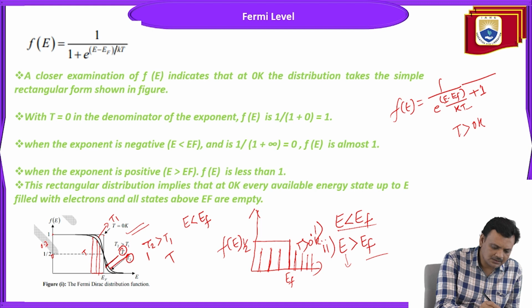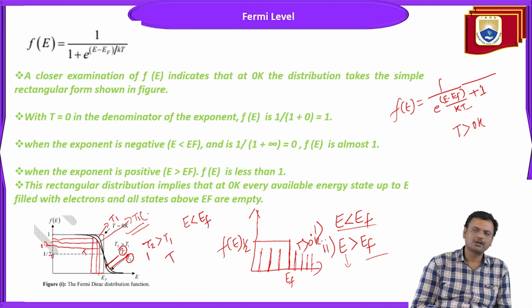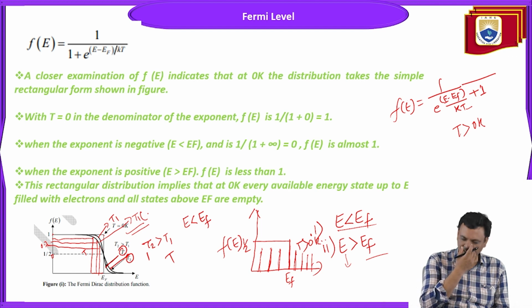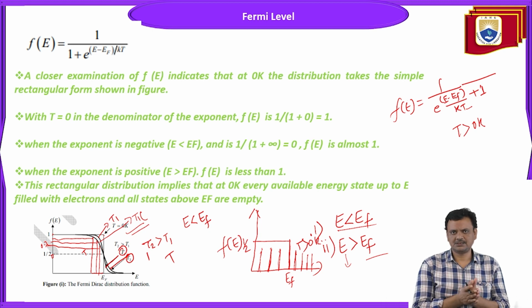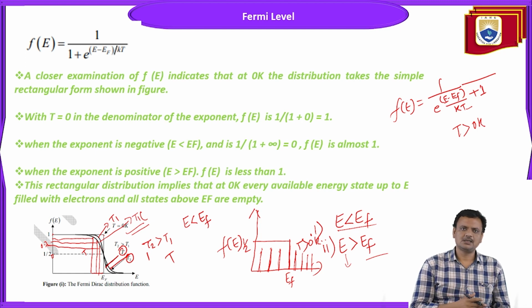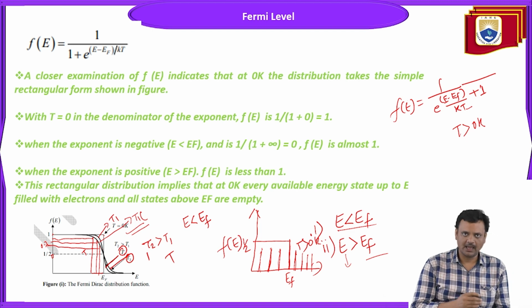So the chance for these levels to be occupied will again reduce in comparison to the T1 curve, where T1 is less than T2. What can you conclude from this discussion? The chance for occupancy of energy levels having a lower value than EF will decrease at higher temperature.